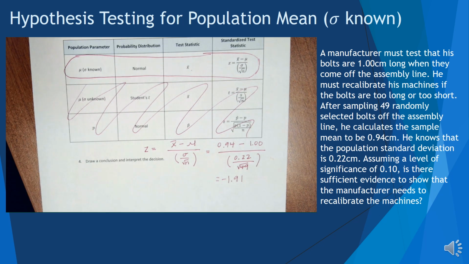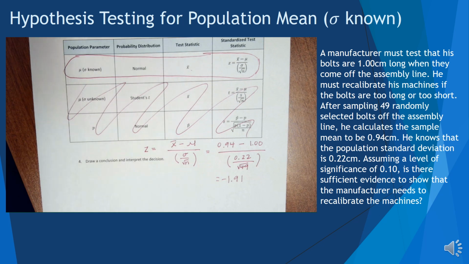And now our last step says to draw a conclusion and interpret the decision. Now there are 2 different ways that you can do this. I'll show you one example of each method that you can use. The first method uses rejection regions, and the second method uses p-values. So I'm going to show you how to do this in your calculator using the p-value method.